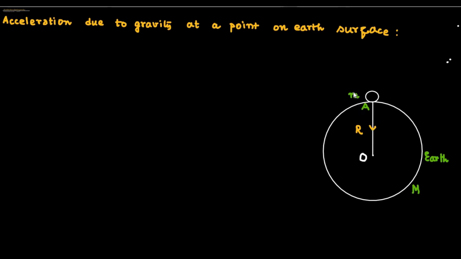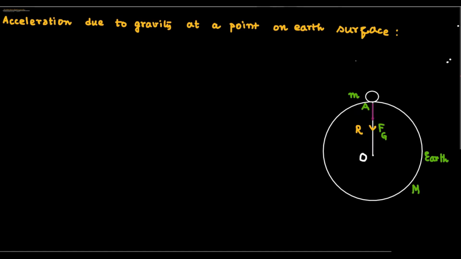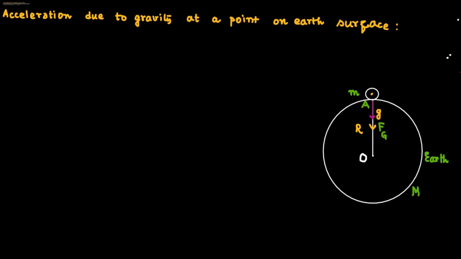The gravitational pull, or gravitational force of attraction experienced by the body of mass small m, is Fg, which acts radially inwards. The acceleration due to gravity at the point A on Earth's surface is small g, which acts in the same direction, radially inwards. Small r is the distance of the center of the body of mass small m from the center of Earth.